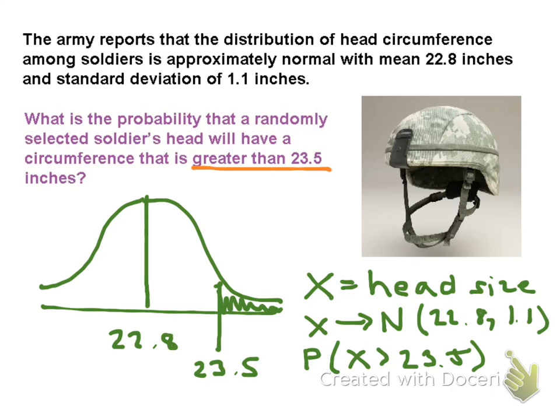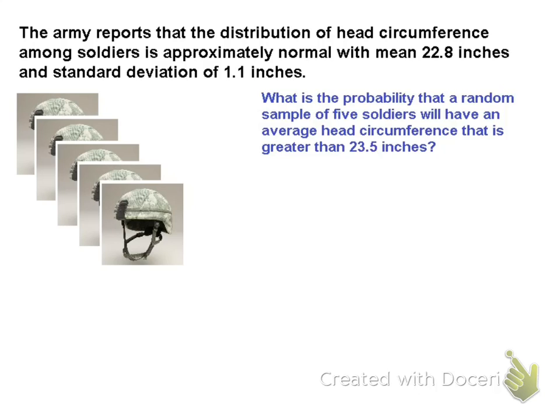We're given information about the head size of soldiers. I'd like to find the probability that X is greater than 23.5, and I drew a nice normal curve here. This is nothing different, nothing new than what we did when we talked about normal distributions. And we could just use normalcdf in our calculator in order to do this problem. But now we have a second problem. Let's take a look at this one here.